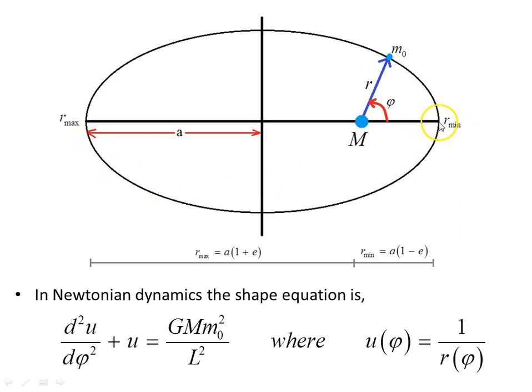So it'll just stay in this ellipse. Perihelion is over here at this point, and aphelion over here. The distance r min of perihelion is the semi-major axis a times 1 minus the eccentricity e. The distance from the mass to aphelion is r max, and that is the semi-major axis times in brackets 1 plus the eccentricity. So in Newtonian mechanics, the shape equation is the second derivative of u, plus u, is equal to this constant over here, where u of phi is 1 over r of phi. u is 1 over r, as we've seen in previous videos.